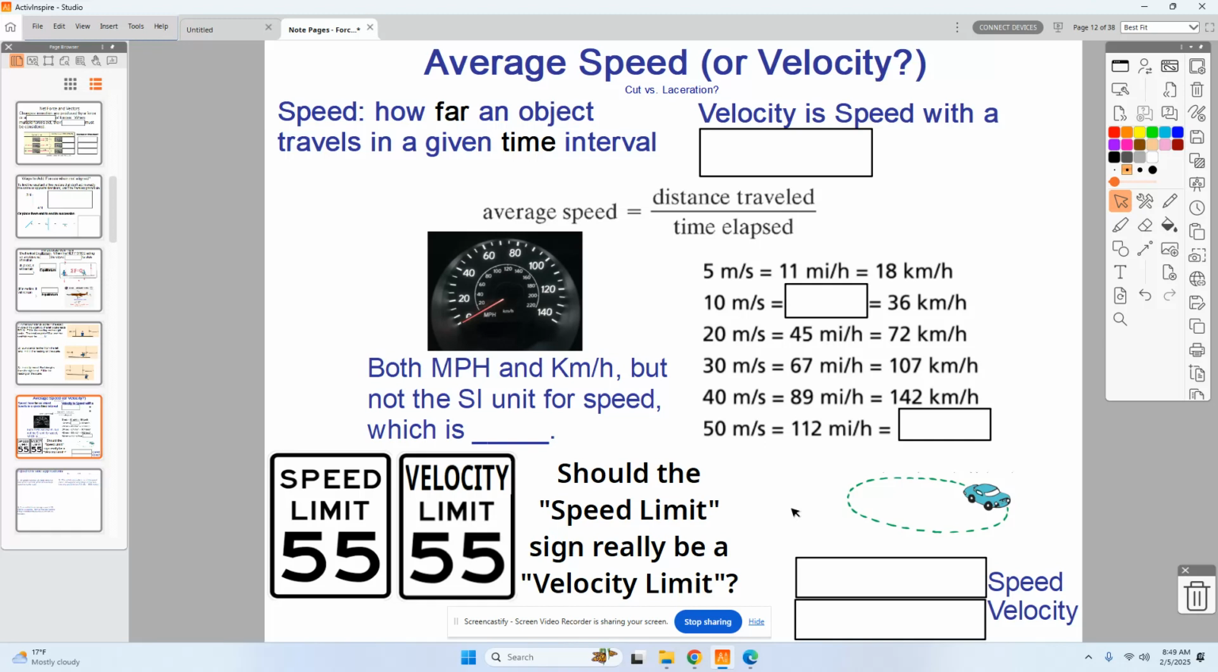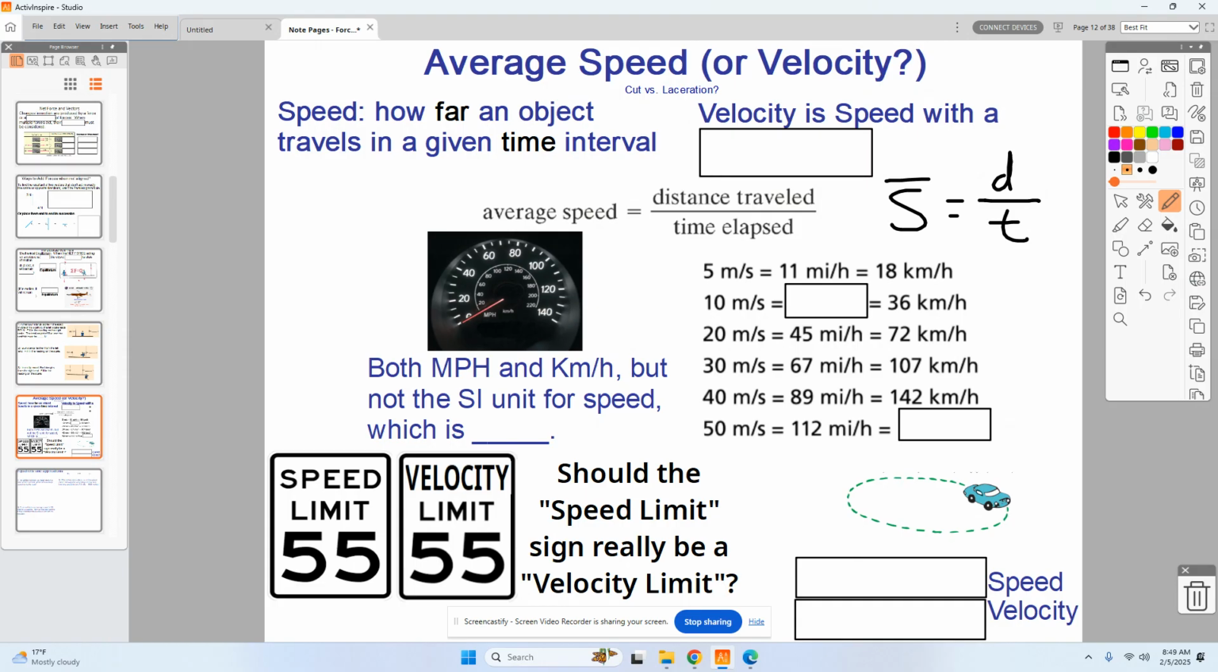Okay, so as I was saying, recording for our class today, average speed is how far an object travels in a given time interval, distance traveled per time. If I wrote that with letters, I would use a capital letter S with a bar over top. That means average speed. And then instead of distance traveled, I'd just write that as D. And then instead of time elapsed, I'd just write that as T. That'd be one of our equations.